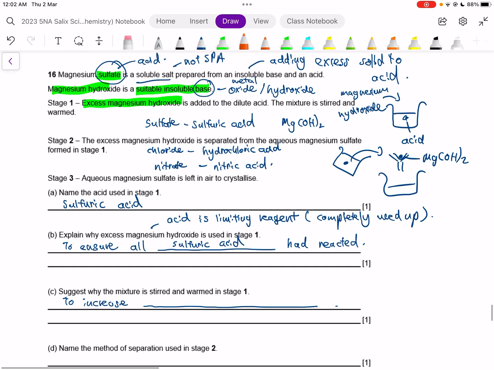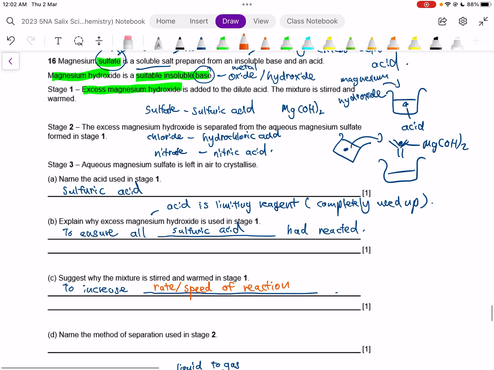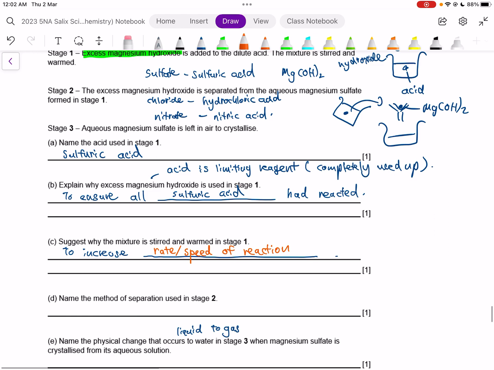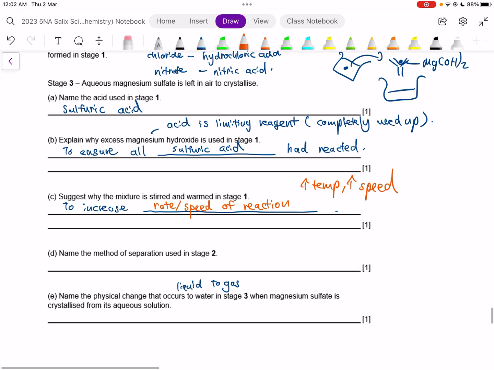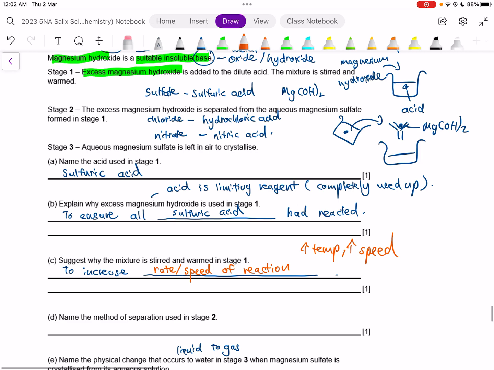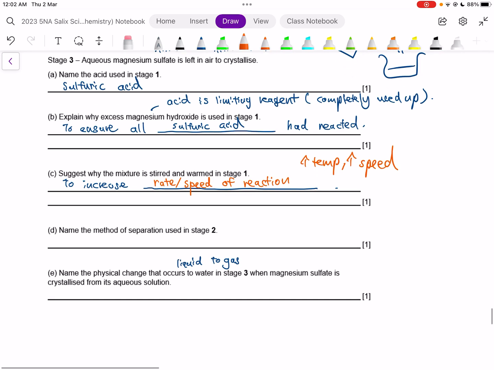Why is it stirred and warm? It is to increase the rate, or what we call the speed, of reaction. I'll highlight this more when we do the speed of reaction chapter, so for now I'm not going to explain so much. Usually higher temperature means higher speed of reaction. Then name the method of separation used in stage 2. You should be able to see it is filtration. This one should be quite easy.